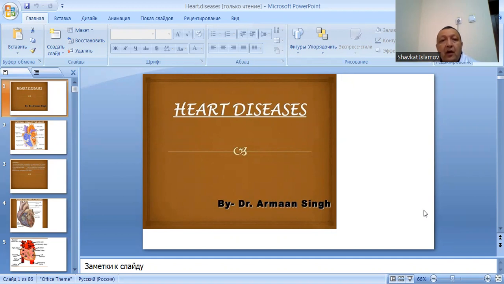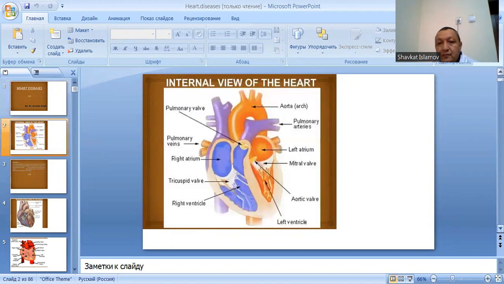Today's topic: heart disease. Internal view of the heart.